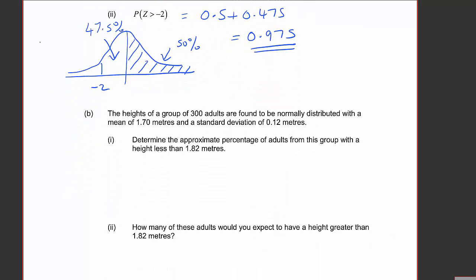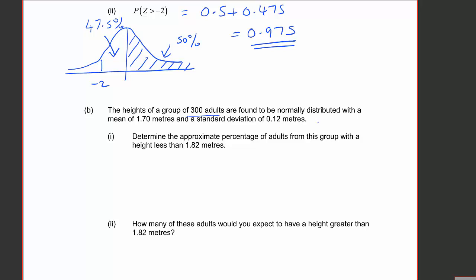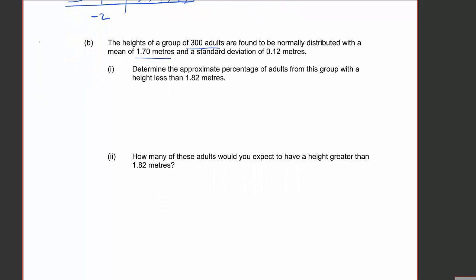So the heights of a group of 300 adults are found to be normally distributed with a mean of 1.7 and a standard deviation of 0.12. Determine the approximate percentage of adults from this group with a height less than 1.82 meters. So the mean is 1.7. 1.82 is 1 standard deviation above. So we want heights less than that.